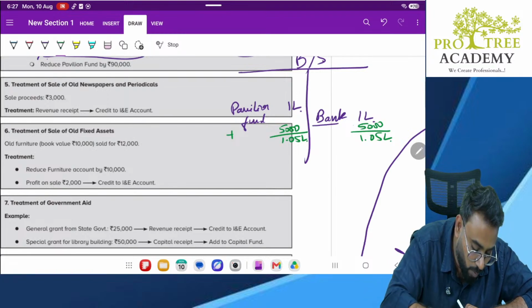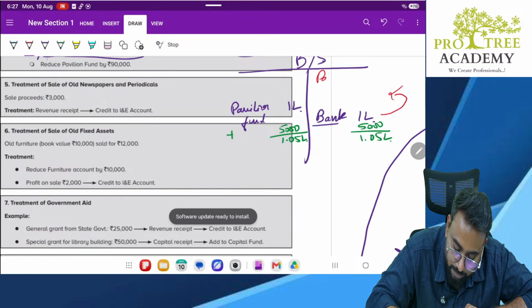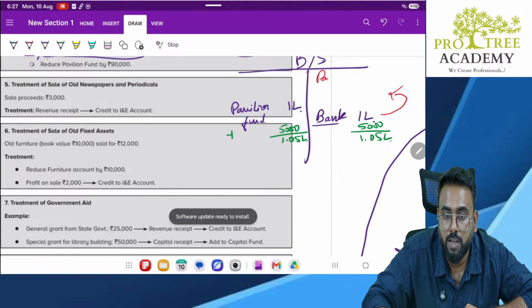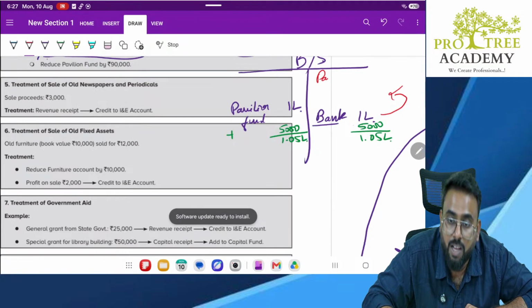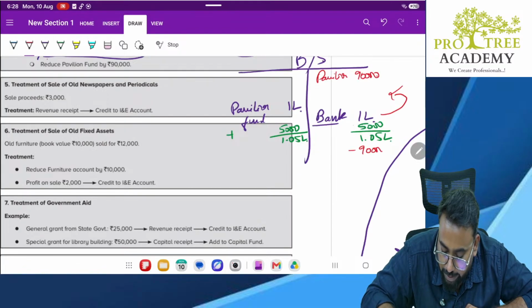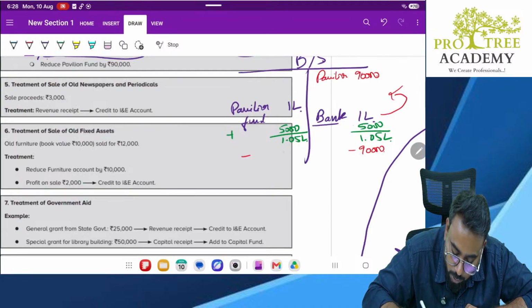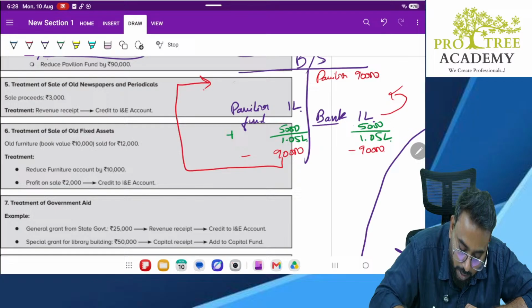Yes sir. Next what happens is, out of this amount we have constructed a pavilion for 90,000. So this 1 lakh will become 90,000. Out of the bank we will reduce 90,000, because it is used to construct the pavilion. Now here also we will reduce 90,000 and we will move this 90,000 to our capital account.